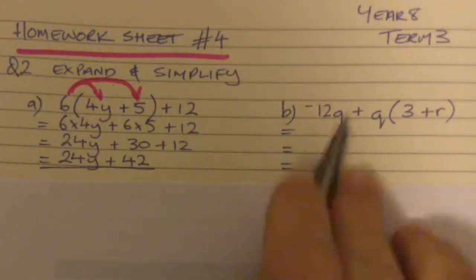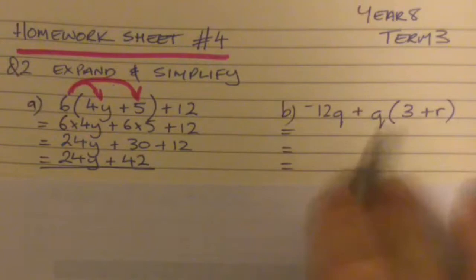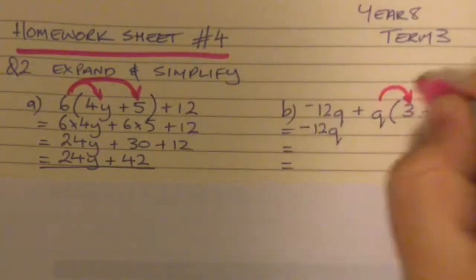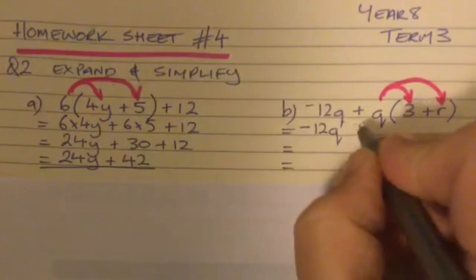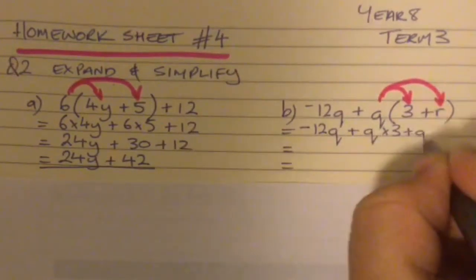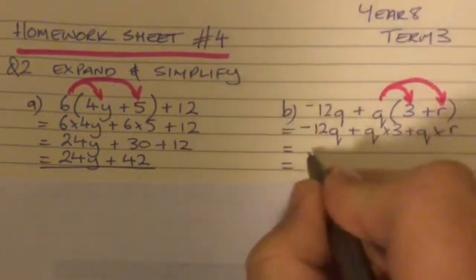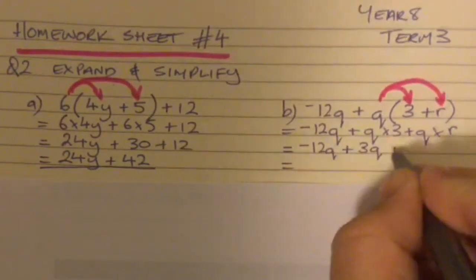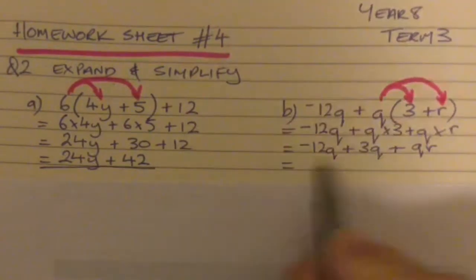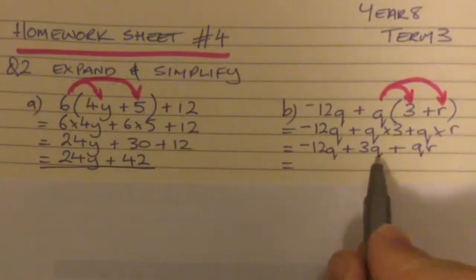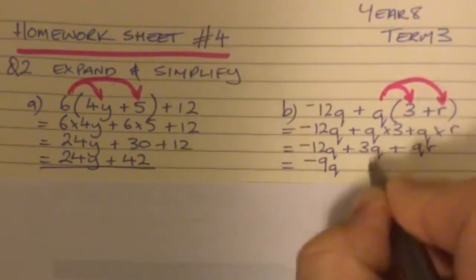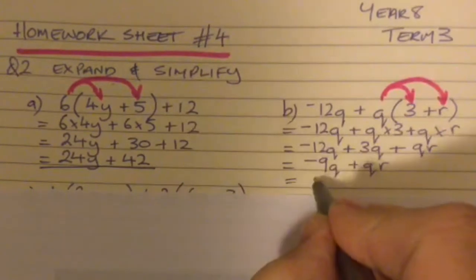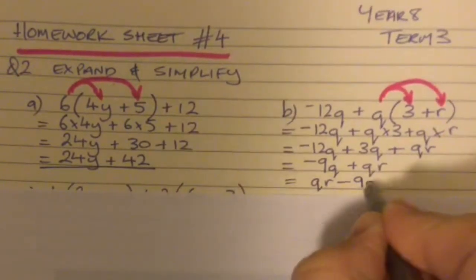Over on this side, the difference is this term is separated to this factor over here. So this part's just going to come along for the ride. And then we're going to be doing q times 3 and q times r. So I'll leave negative 12q here by itself while I simplify this part. And now we've got like terms here, so if I start at negative 12q and I add 3 to it, I end up at negative 9q plus the qr. Now sometimes that'll be written as qr take away 9q.